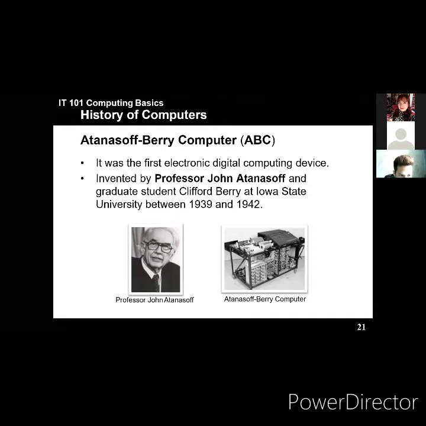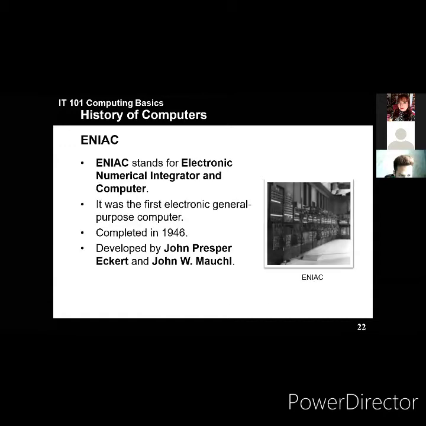And then, the ABC, which is the Atanasoff-Berry Computer, was the first electronic digital computing device invented by Professor John Atanasoff and graduate student Clifford Berry at Iowa State University between 1939 and 1942. So itong Atanasoff-Berry Computer natin derived from their last names. Ayan, so doon nag-start po yung mga abbreviated computers kasi ABC, nagkaroon na tayo ng ENIAC.